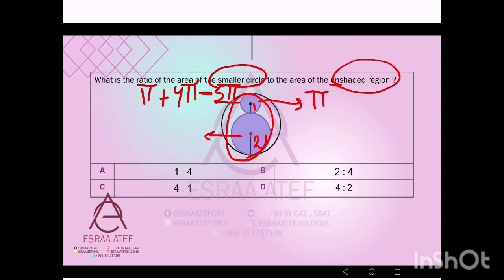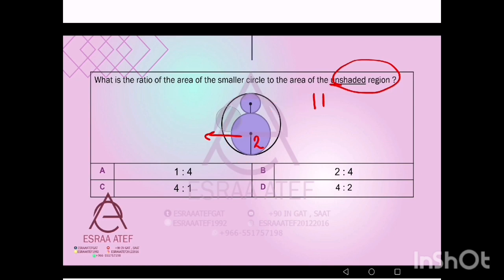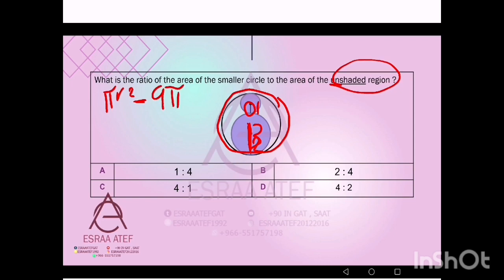Okay, how can we get all the circle? To get the biggest one, which is all of it, the radius will be 2 plus the smaller one, which is 1, because they are half of it. So the radius of the bigger one will be 3. So it will be pi r squared, which means 3 squared pi, which is 9 pi. So the biggest one is 9 pi.